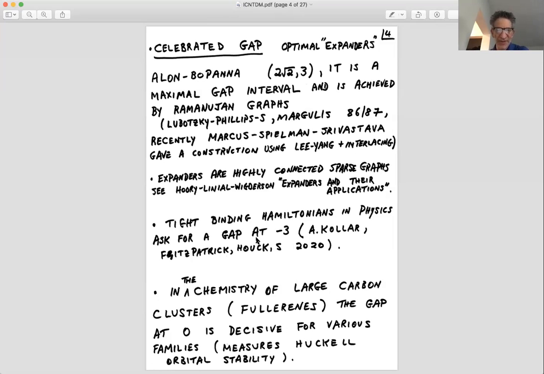Alicia Kollar, an applied physicist, came with some problems in tight binding Hamiltonians, asked me some questions, and we started to work with this with her colleagues. And the big question for us in that particular project was, what gap can you create at the bottom, at -3? In chemistry and large clusters, so-called fullerenes, one tries to create a gap at 0. So once one is trying to create gaps for large 3-regular graphs at different parts between -3 and 3, you may as well ask the general question, what gaps can you create? How rich are 3-regular graphs? And that's the question I want to address.